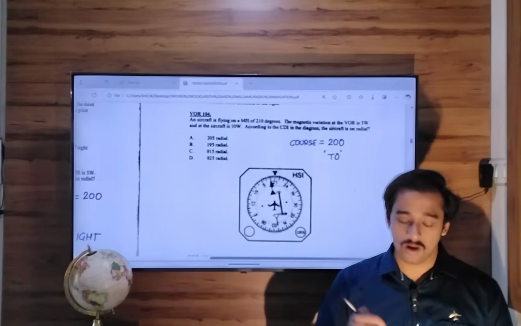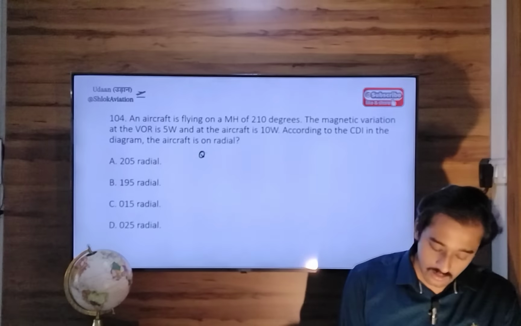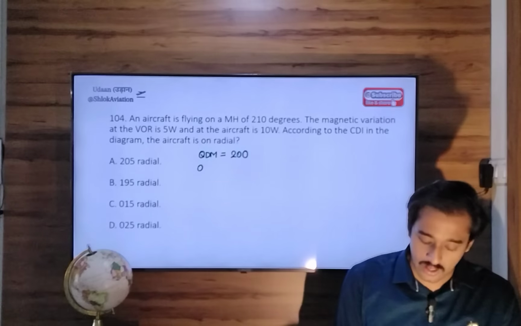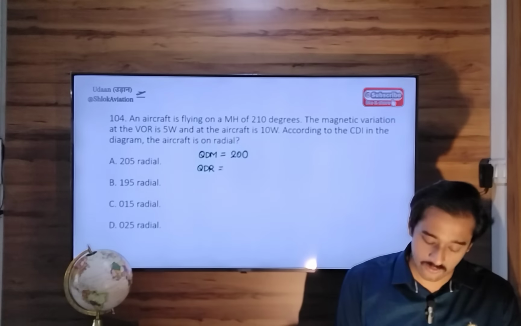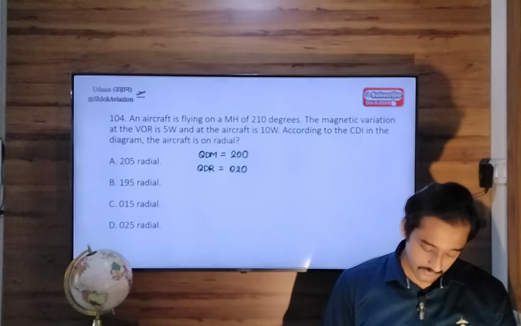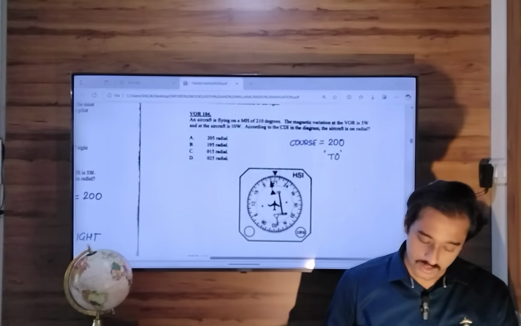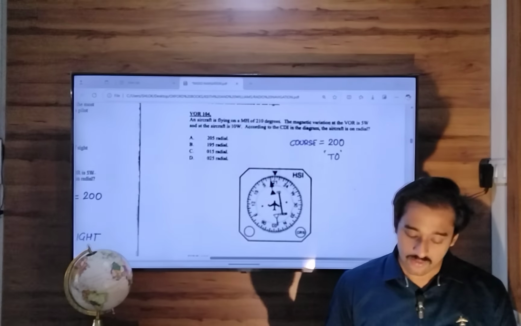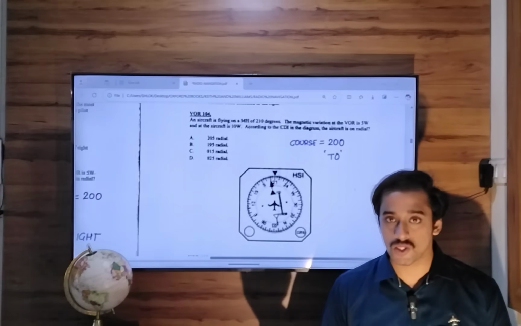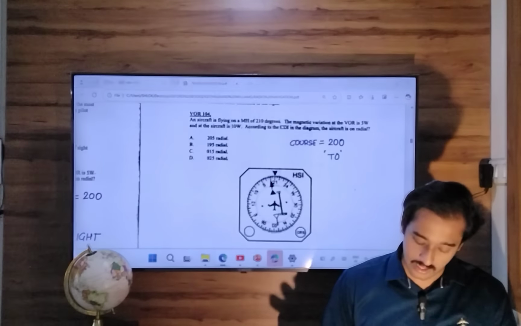If the track towards the VOR station is 200, that means QDM is 200. QDR, or the radial we are situated on, will be radial 020. So we should actually be situated on radial 020, flying inbound towards the VOR. So this should be the case actually.